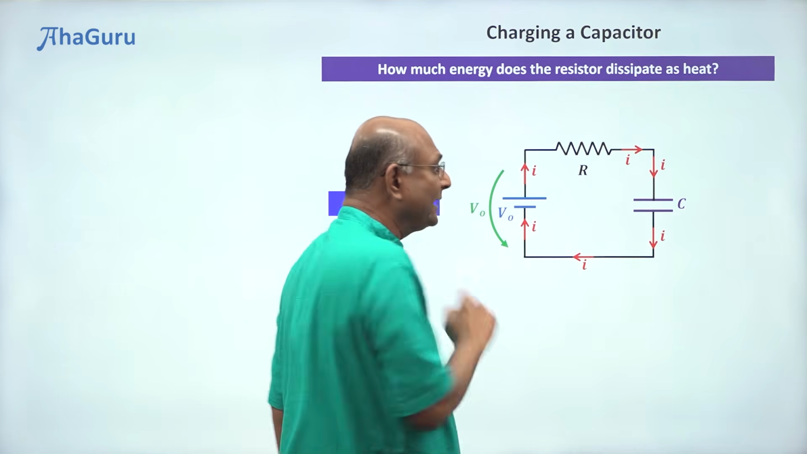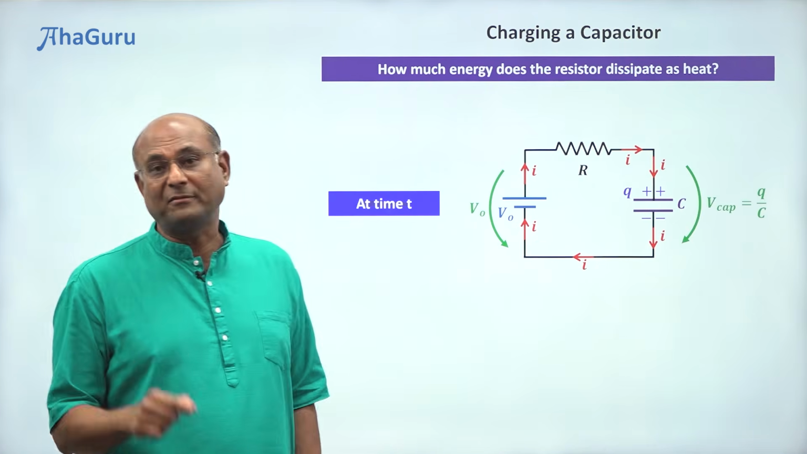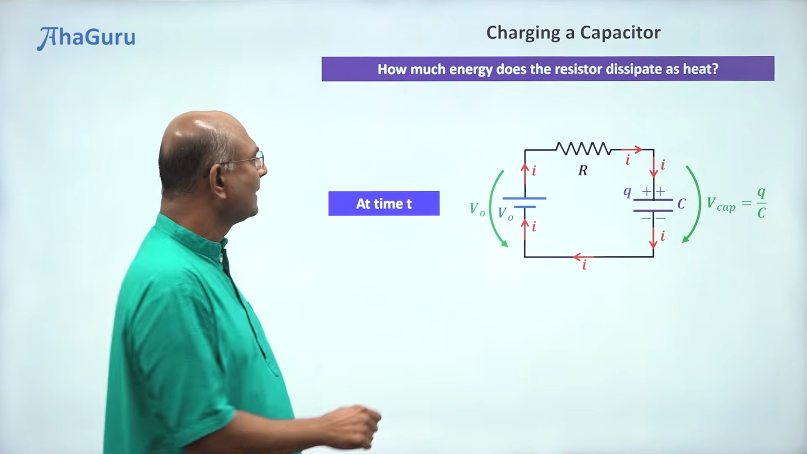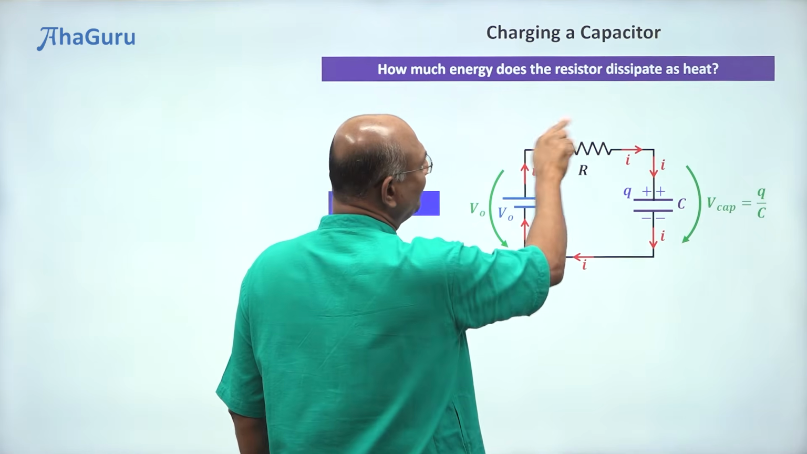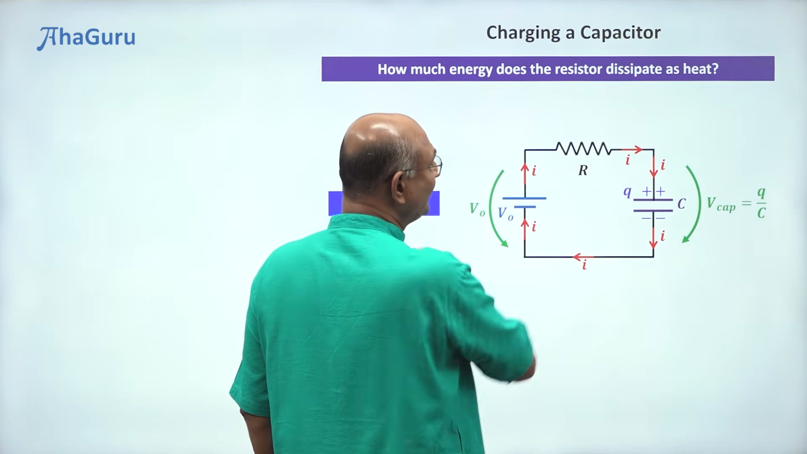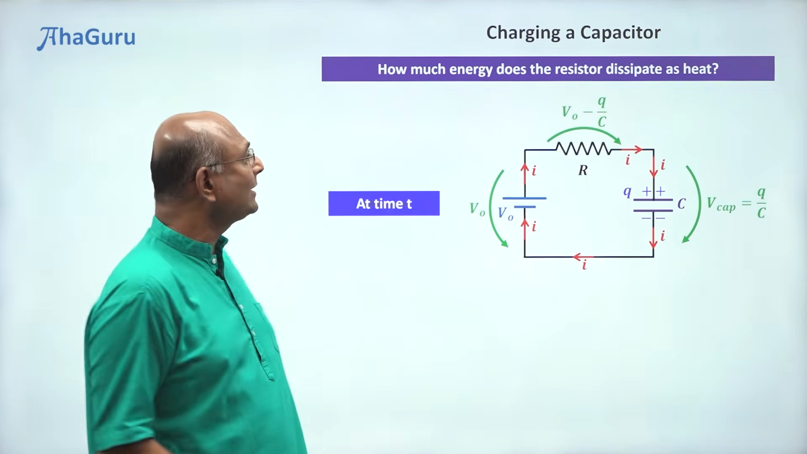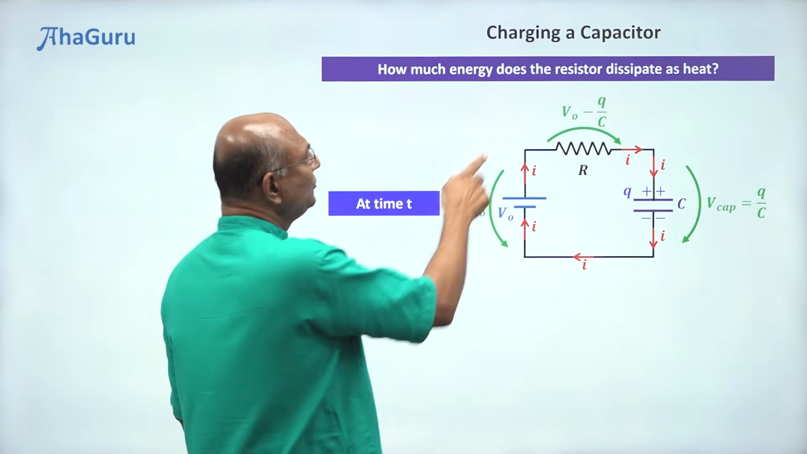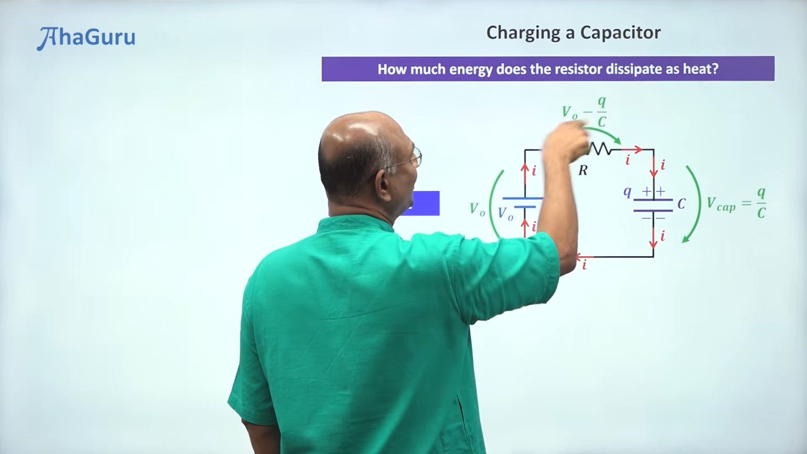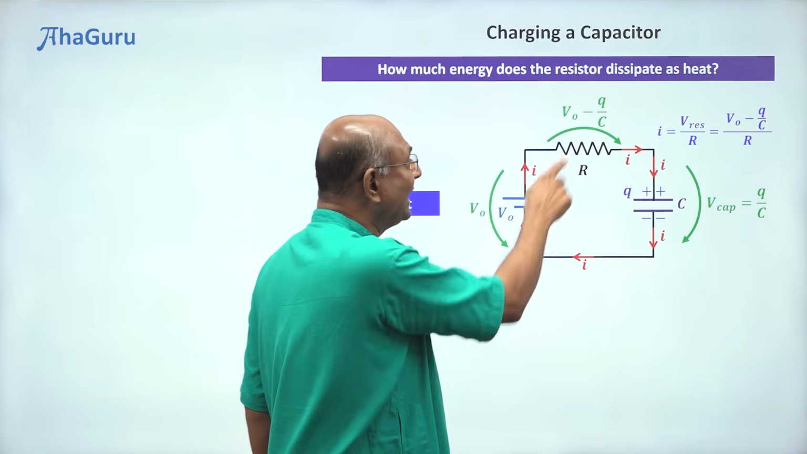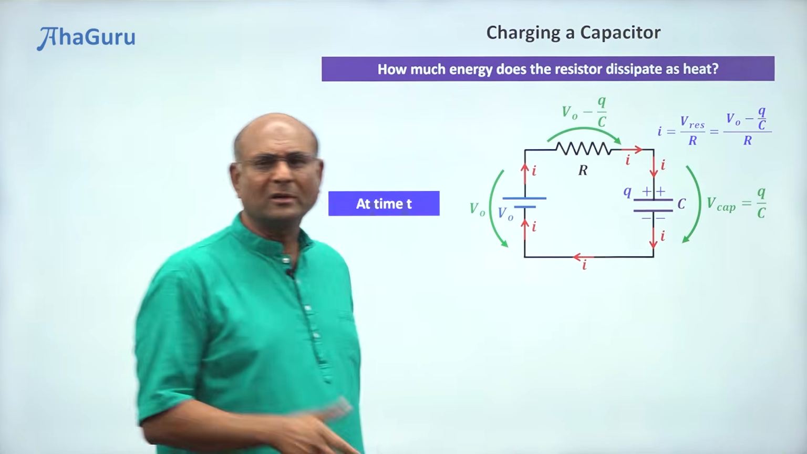At that time, let us say that this capacitor has charge Q. So the potential drop across the capacitor will be Q by C. The potential drop across the battery is always going to be V naught. So how much will be the potential drop across the resistor? Kirchhoff's voltage law tells us this is V naught, this is Q by C. This must be V naught minus Q by C. Using this information, I can find out the current, because I must be the potential drop across the resistor divided by R, V resistor by R. So I is V naught minus Q by C, divided by R. So I found out I.